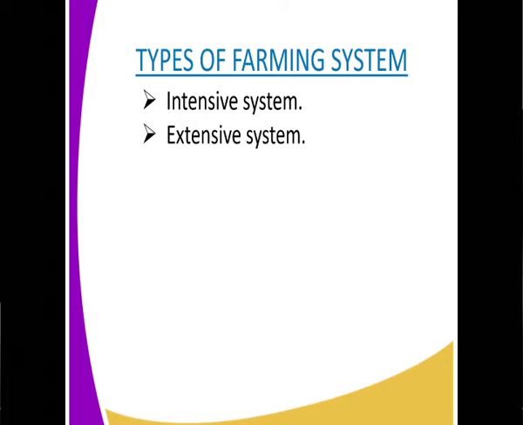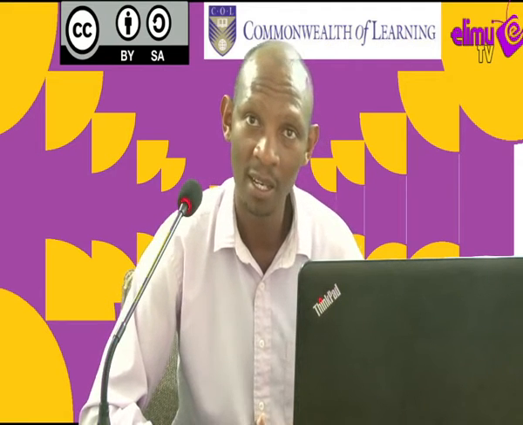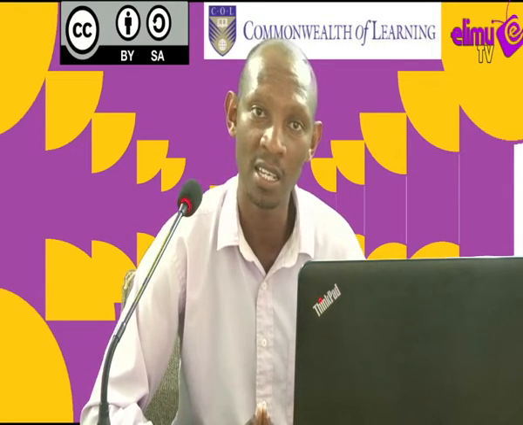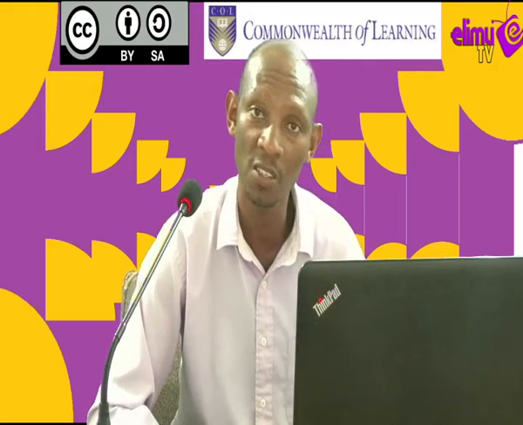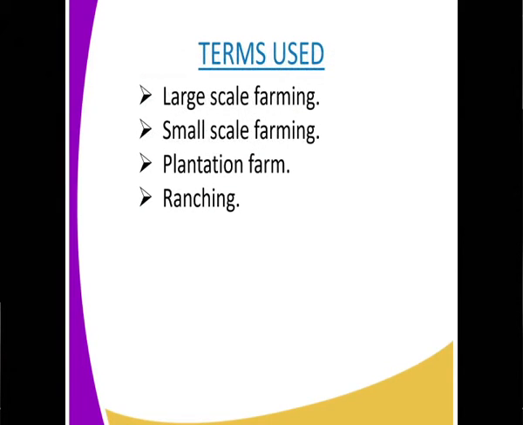The intensive farming system is characterized by the following characteristics. 1, high capital investment. Also, a small piece of land is used and there is a high level of production. On the other hand, we have the extensive farming system. It is characterized by the use of large tracts of land, and also there is low production as compared to the intensive farming system.